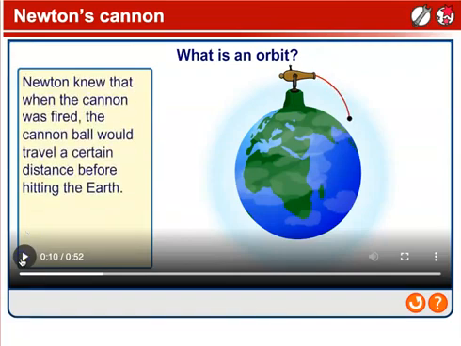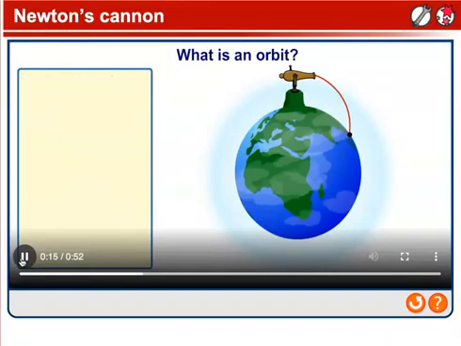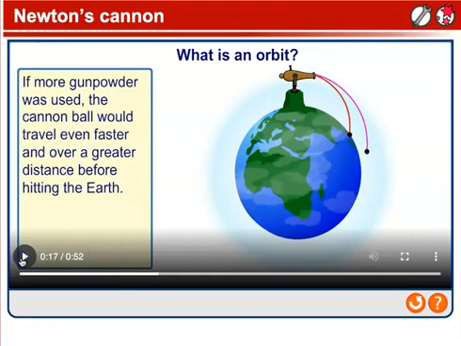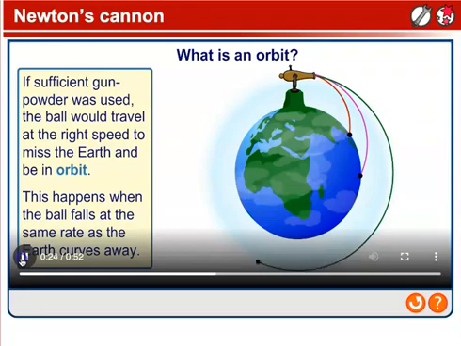Newton knew that when the cannon was fired, the cannonball would travel a certain distance before hitting the Earth. If more gunpowder was used, the cannonball would travel even faster and over a greater distance before hitting the Earth. If sufficient gunpowder was used, the ball would travel at the right speed to miss the Earth and be in orbit. This happens when the ball falls at the same rate as the Earth curves away.